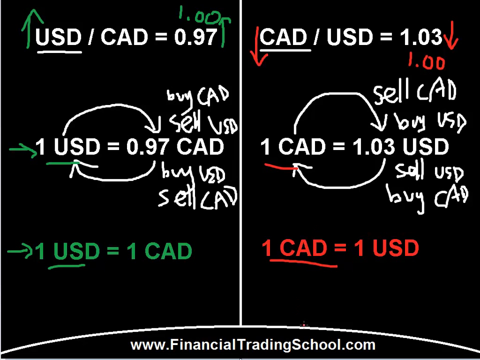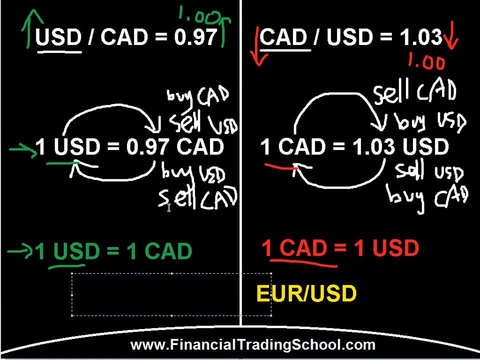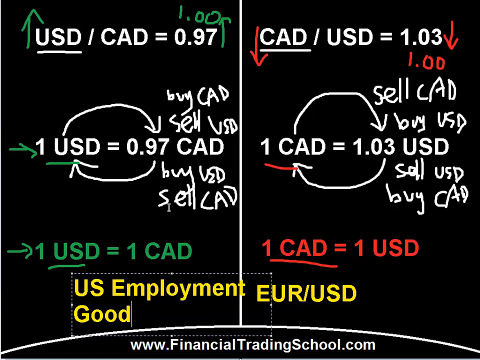So I just want to end off with another example, as a preview of what news is like. Let's say we have the Euro USD. Let's pick yellow. So Euro USD. Let's say employment data came out for the States. So let's say US employment data was good.